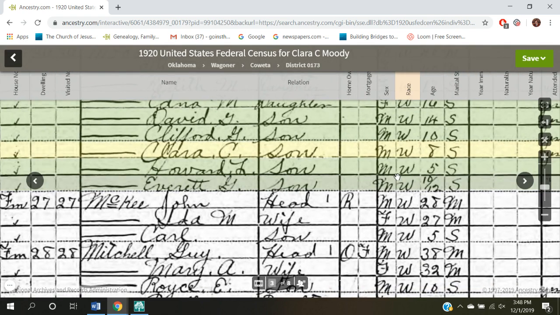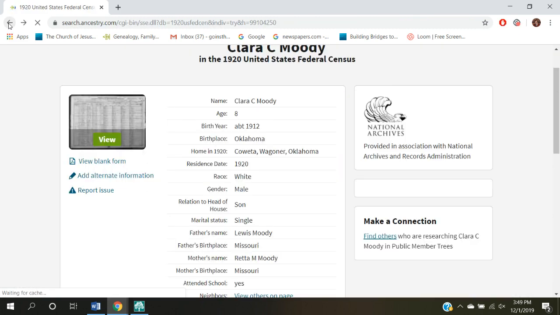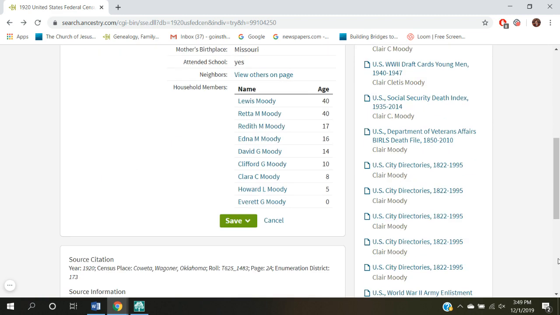And I see that the handwriting is very, very clear. It says here, Everett G. Okay? I have no idea why they would have put that. So we have to do the same thing we did with Claire Cletus. I'm going to go to the 1930 census by clicking down here on the name Everett G. Moody.